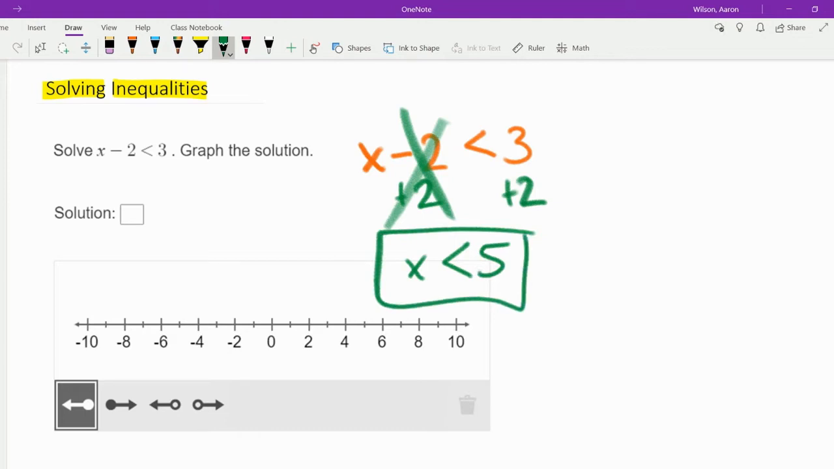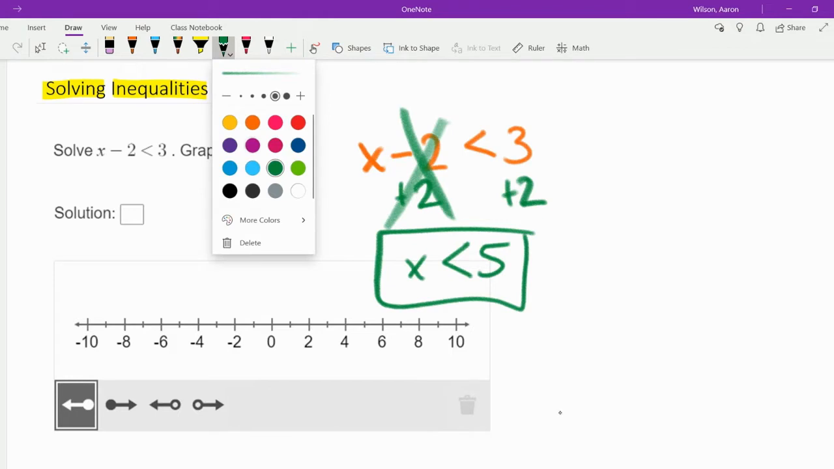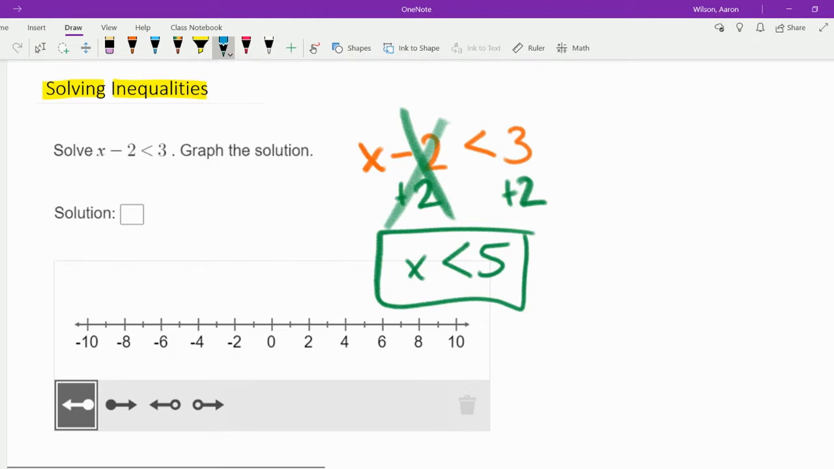So we're going to have an open circle on the number 5, right there. And listen to the way I'm reading this. X is less than 5. That means x has to be smaller than 5. So I have to indicate that on the number line. If x has to be smaller than 5, then I'm pointing to the left from the number 5.